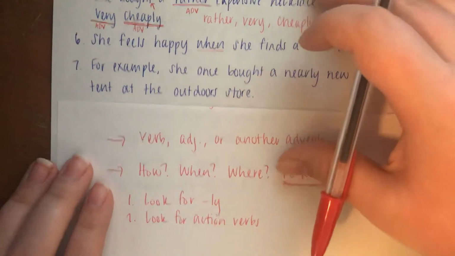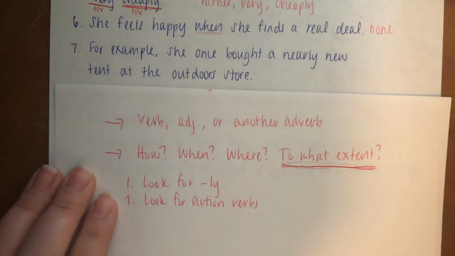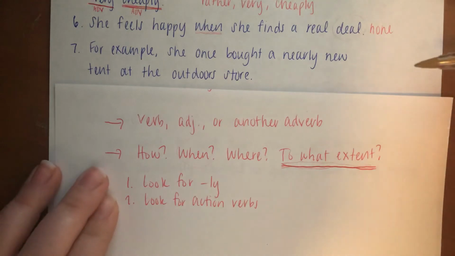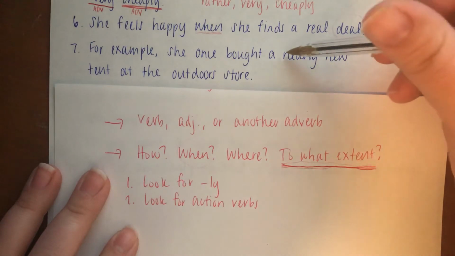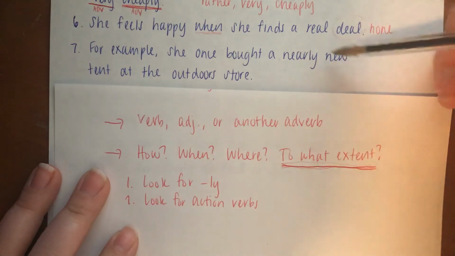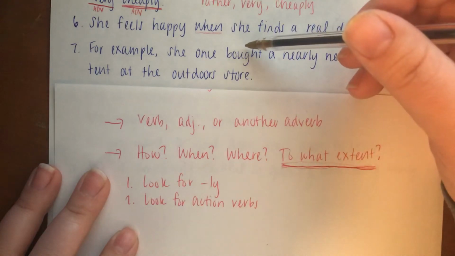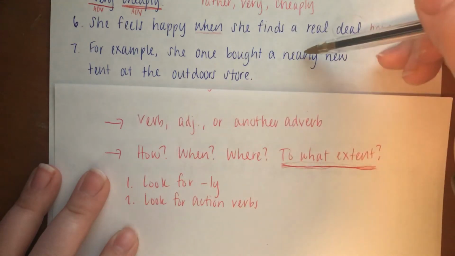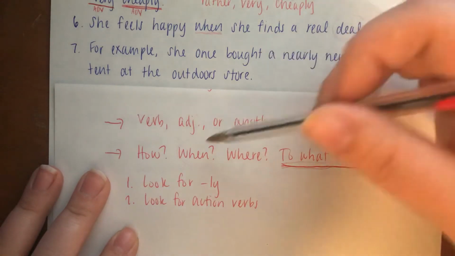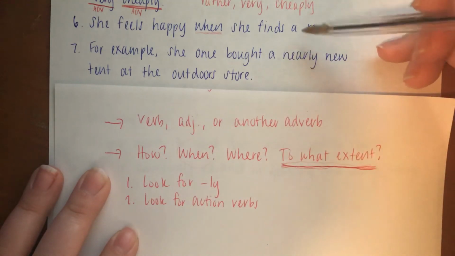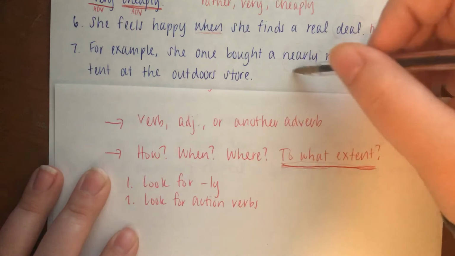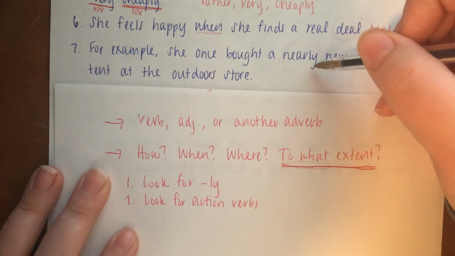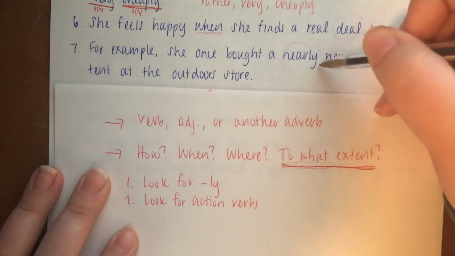Number 7. She once bought a nearly new tent at the outdoor store. All right, so the first thing, look for ly. We see nearly. Okay, so nearly, there's no verb immediately after it. We see the action verb bought. So bought how? Nearly. Nope, that doesn't make sense. Bought when? Nearly. Nope, that doesn't make sense. Bought where? Doesn't make sense. And to what extent? Now, nearly is telling to what extent. Okay, so it's like very, but it's nearly, which means almost never.